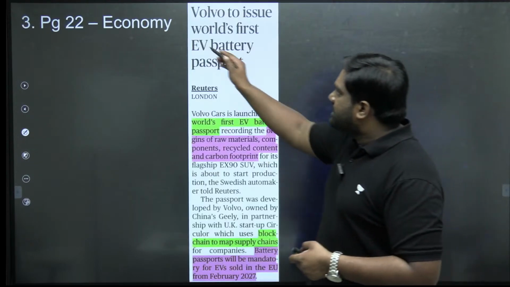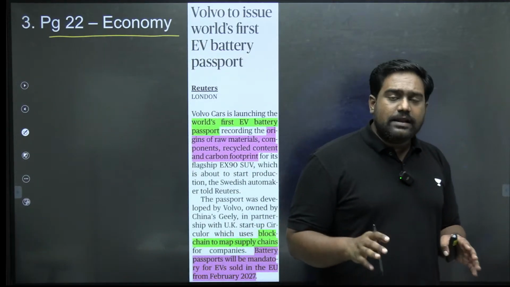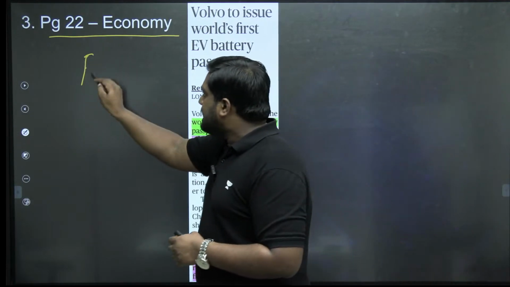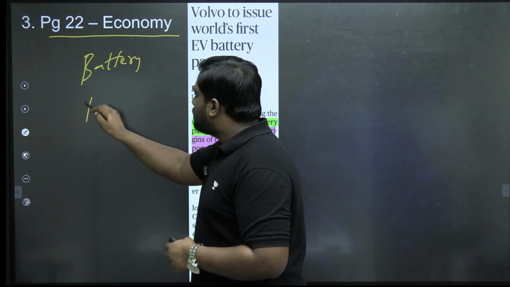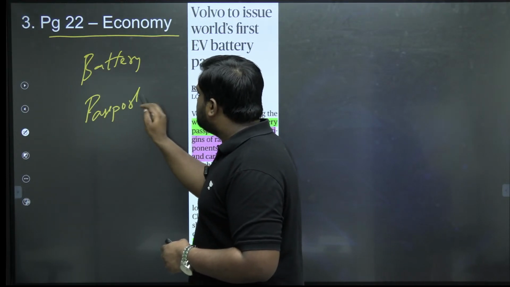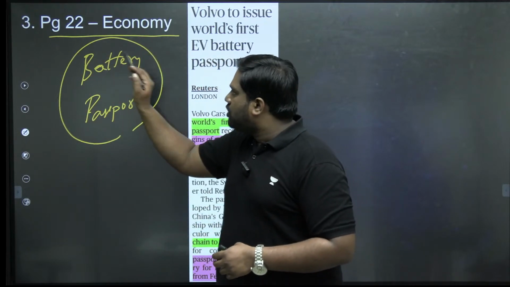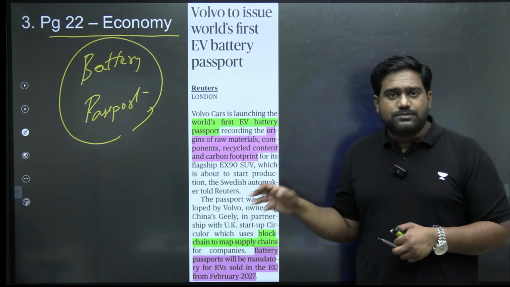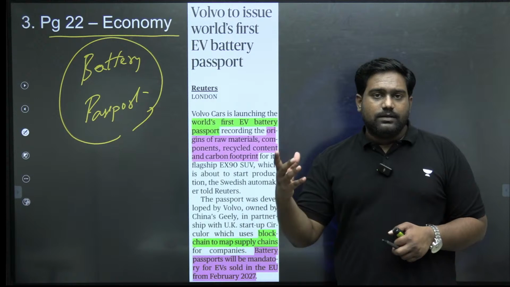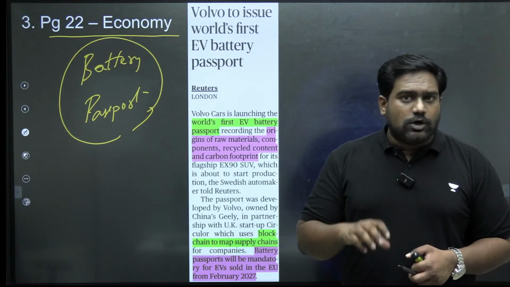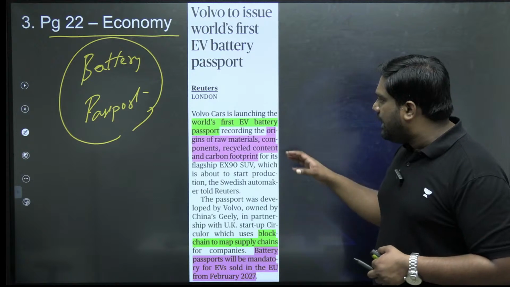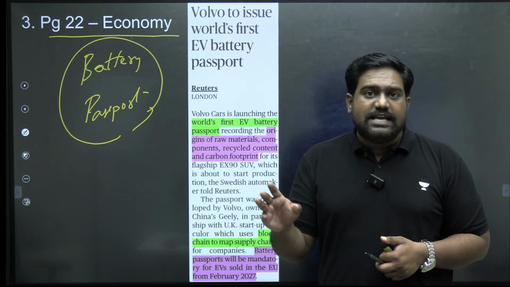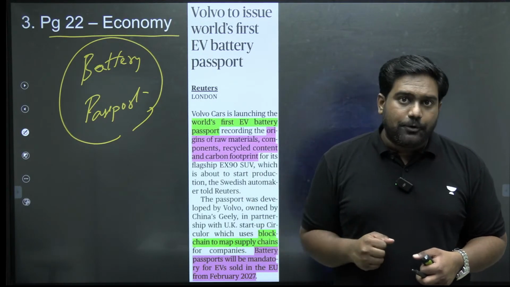Next, let's look at this article on page 22, again related to economy. This article is referring to a very interesting new concept called battery passport. I'm sure many of you wouldn't have heard about this. That's why I've picked this topic. What is a battery passport? According to the article, the automobile major Volvo is all set to introduce a battery passport, and it's going to become the world's first automobile company that produces EV vehicles to bring out a battery passport.